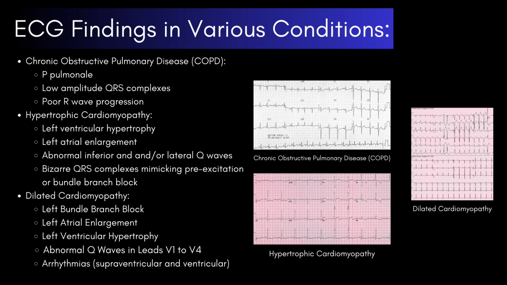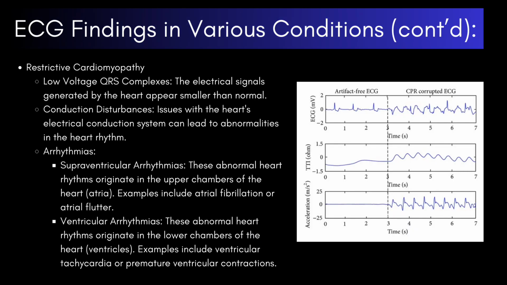Chronic obstructive pulmonary disease, COPD: P pulmonale, low amplitude QRS complexes, poor R wave progression. Hypertrophic cardiomyopathy: left ventricular hypertrophy, left atrial enlargement, abnormal inferior and/or lateral Q waves, bizarre QRS complexes mimicking pre-excitation or bundle branch block. Dilated cardiomyopathy: left bundle branch block, left atrial enlargement, left ventricular hypertrophy, abnormal Q waves in leads V1 to V4, arrhythmias, supraventricular and ventricular. Let's continue to look at more ECG findings in various conditions.